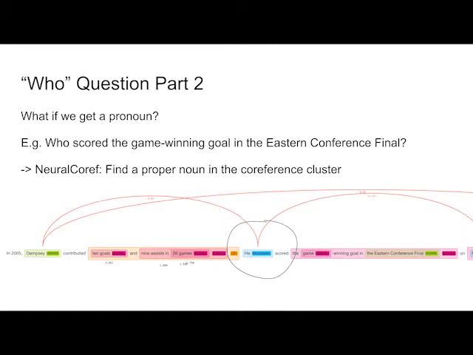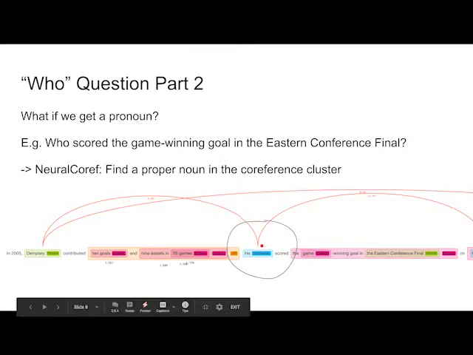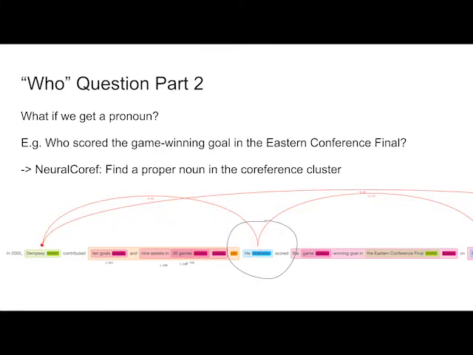However, we might get into a problem. For example, in this question, who scored the game-winning goal in the Eastern Conference Final? Based on the previous slide, our system will return he, which is not a desirable answer. The solution is NeuralCoref, which is able to find the coreference cluster at document level. In this case, our system will continue looking for a proper noun of the pronoun. Our system will return Dempsey.